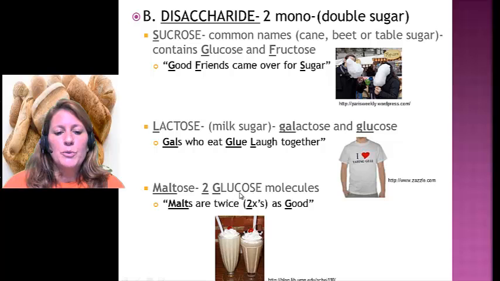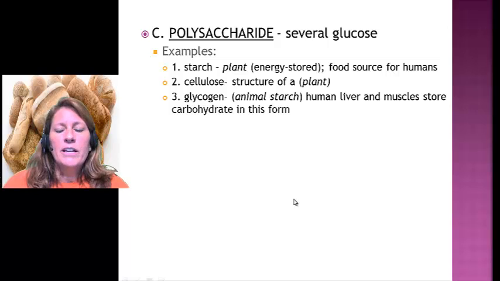And this one would be 2-glucose. So see, it doesn't always have to be two different monosaccharides. It could be 2-glucose. And so malts are twice or 2 times as good. Okay, so maltose, 2-glucose. So that covered disaccharide.